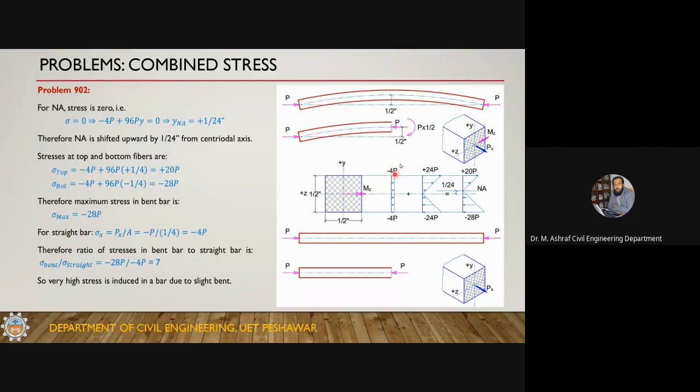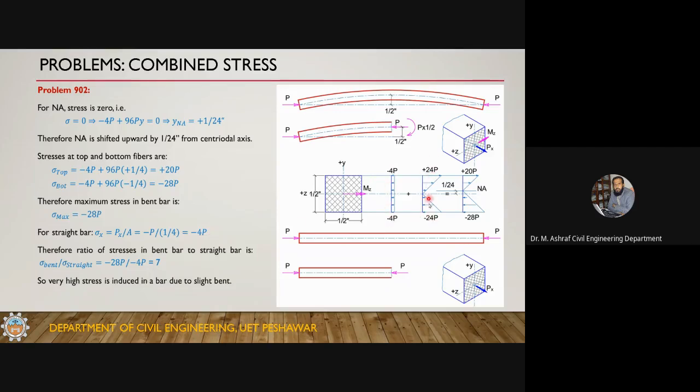Okay, this is the stress variation. The stress is in the x direction, remember, perpendicular to the cross section, not parallel to the cross section. So this is the stress caused by the axial force. If you have just the axial force applied, we know that the stress is minus 4p. So this is a compressive stress.